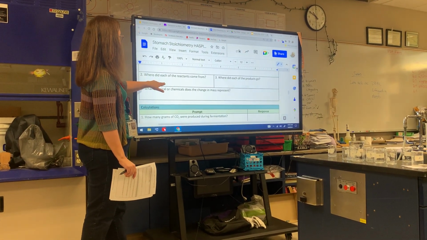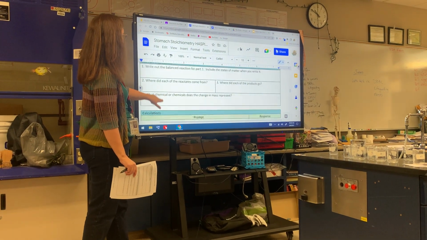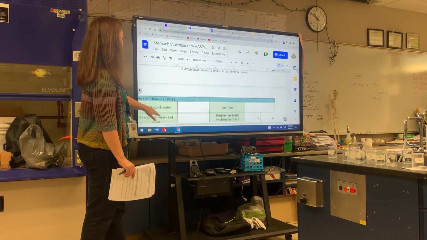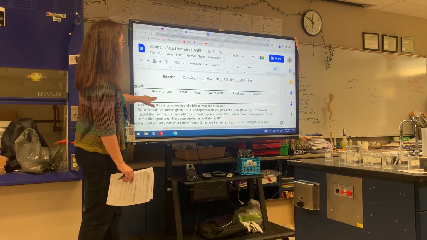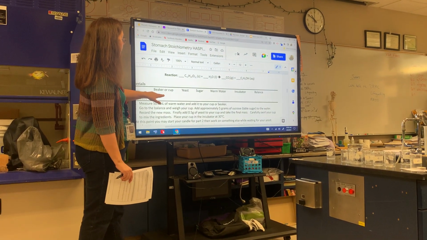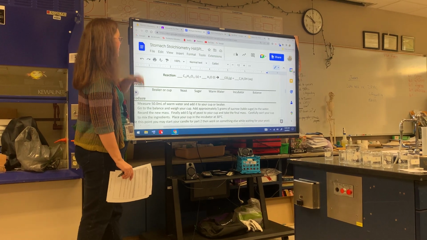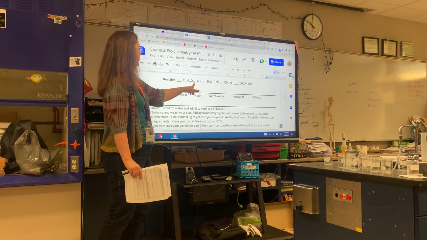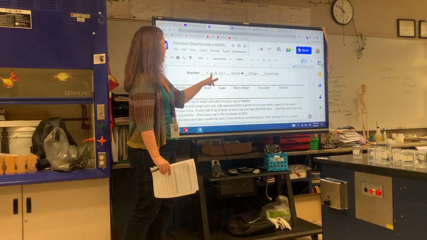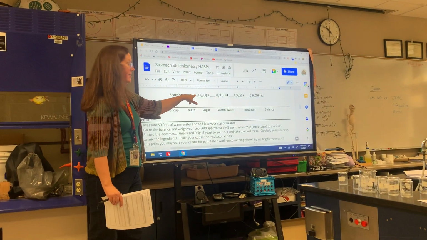Okay, then where did each of the reactants come from? If we're looking at the balanced equation, where'd it go? Above here. I was actually looking at that question. I was thinking, what are they trying to get you to say? Oh, so where is this reactant coming from? Like what is that?